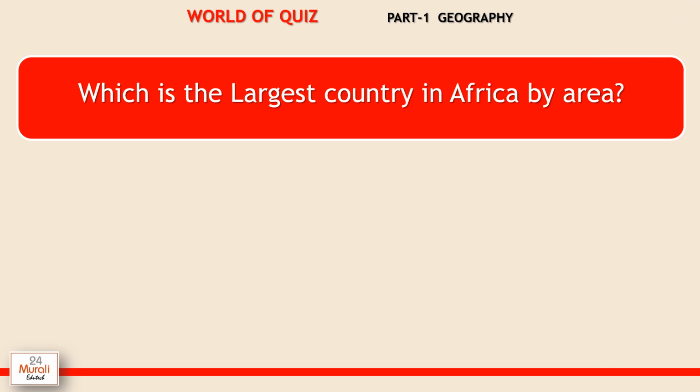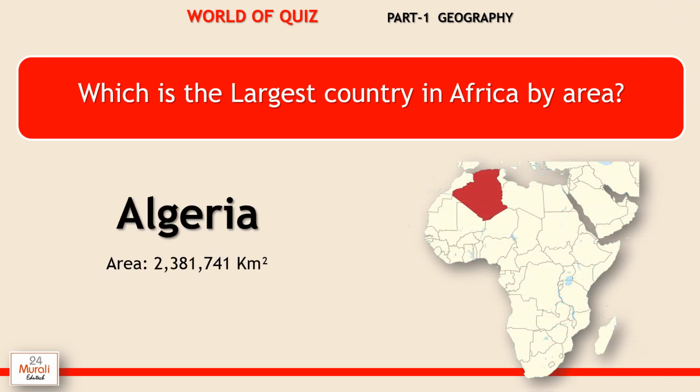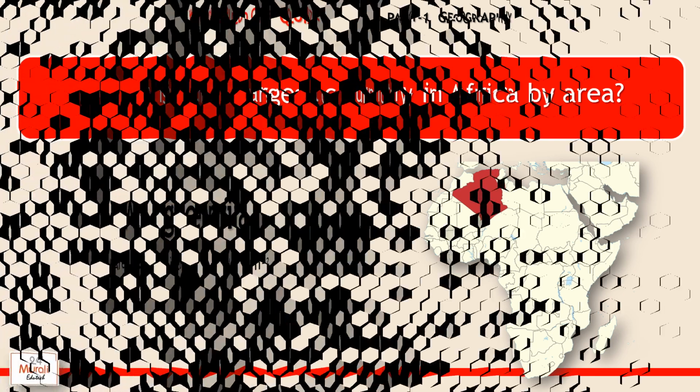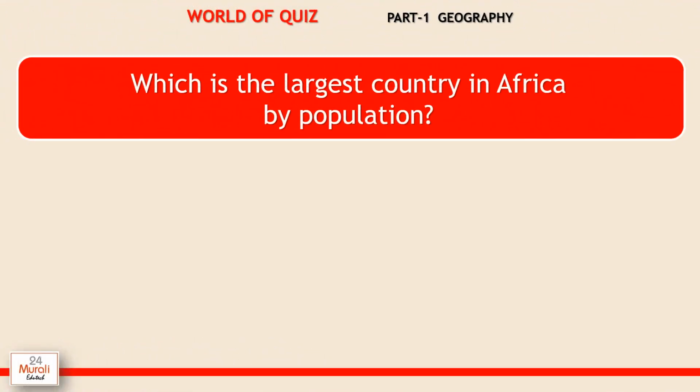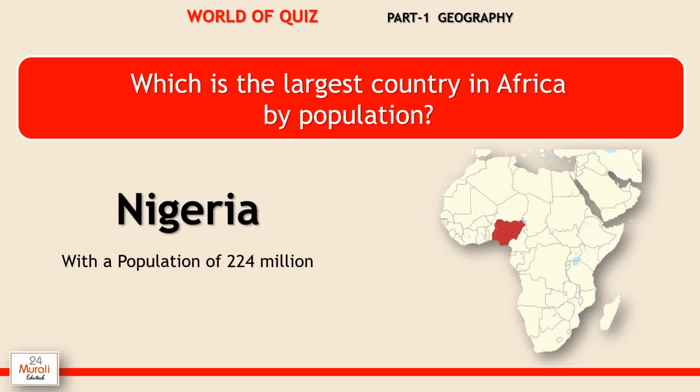Which is the largest country in Africa by area? Algeria, having an area of 2,381,741 square kilometers. Which is the largest country in Africa by population? Nigeria, with a population of 224 million.